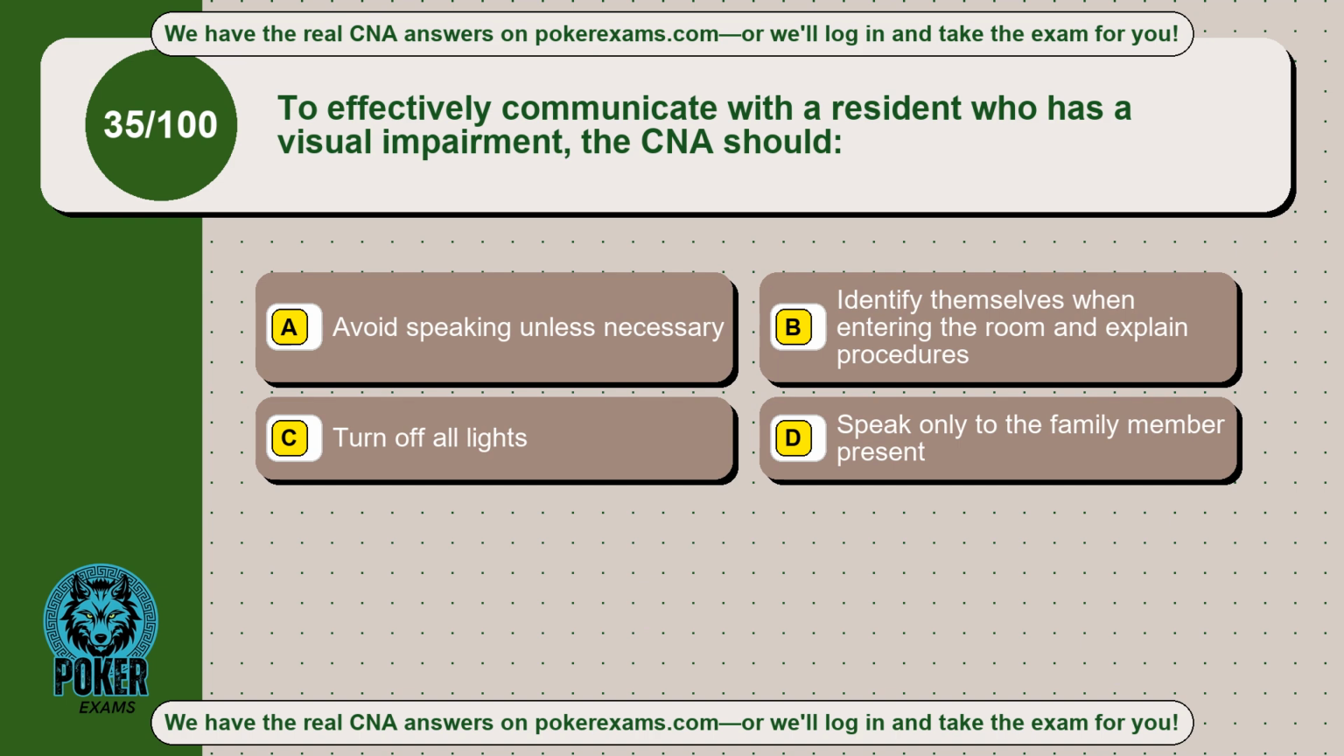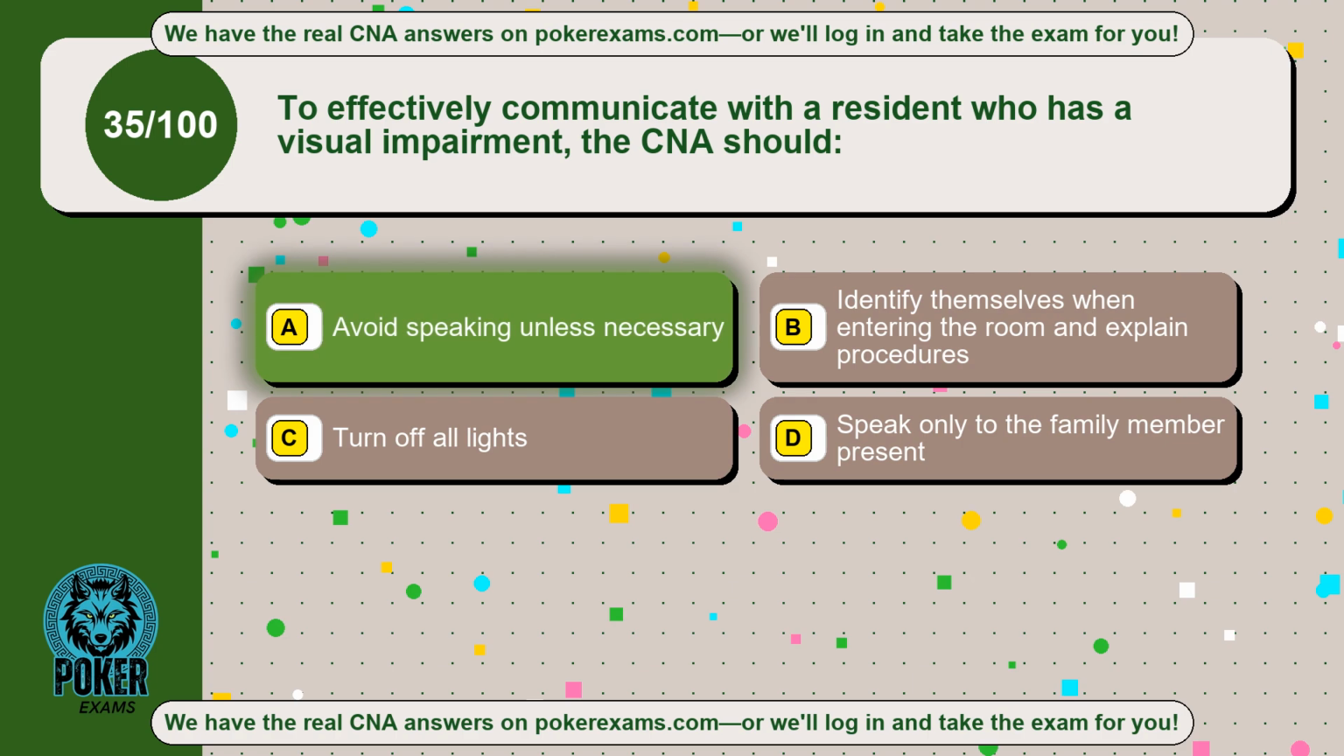Question 35. To effectively communicate with a resident who has a visual impairment, the CNA should: Option A, avoid speaking unless necessary. Option B, identify themselves when entering the room and explain procedures. Option C, turn off all lights. Option D, speak only to the family member present.